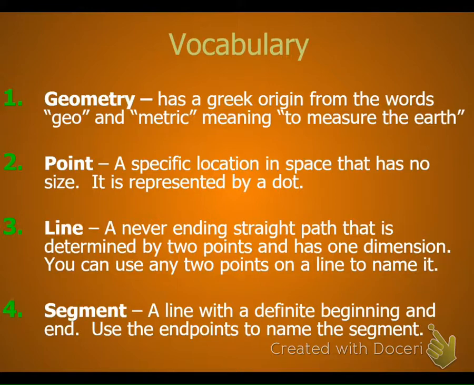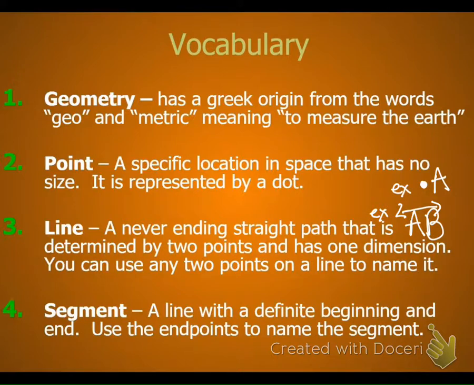When we write out points, we're going to see that soon. I'm going to give you an example off to the side. We put a dot, and then we put a capital letter. So point A. A line is a never-ending straight path that is determined by 2 points and has one dimension. You can use any 2 points on that line, and when we name it, we put the arrows on the sides. So I could have line AB. I'm going to write that here, AB, as my example. Put the arrows on the sides.